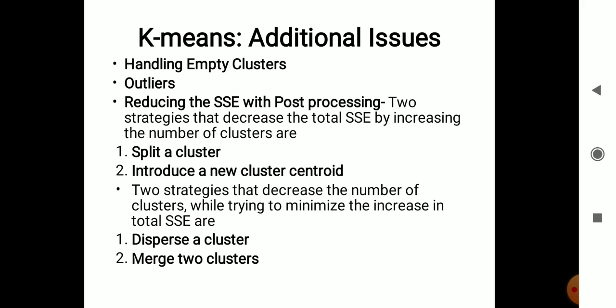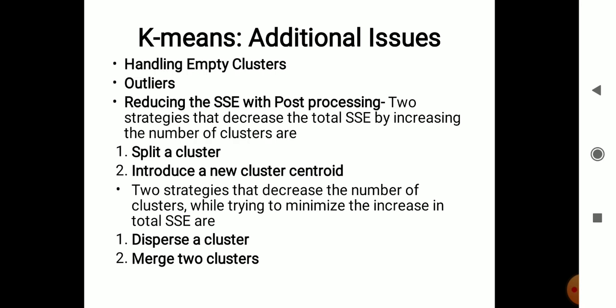What do you mean by splitting a cluster here? We choose the cluster which has the largest SSE value, and we can split that cluster into two or more clusters, such that when the number of data points is reduced, automatically the SSE value can be reduced. And the other one is introducing a new cluster centroid, and often we can easily determine this if we keep track of the SSE value by introducing a new cluster.